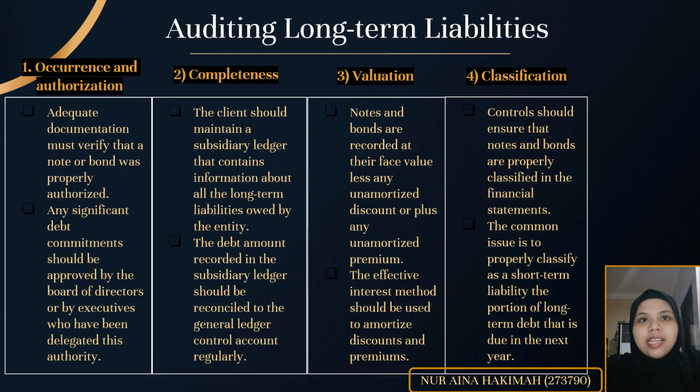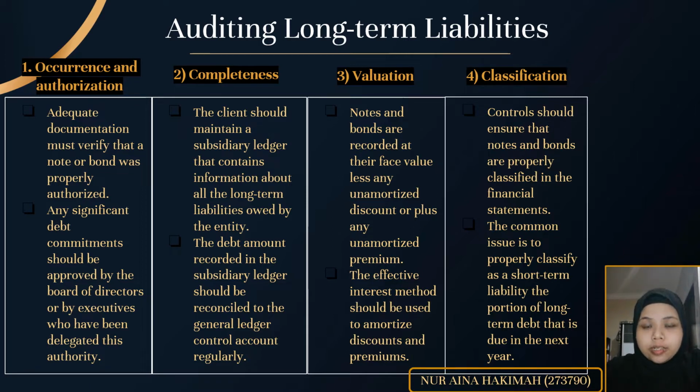For the next slide is assertion and related control activities for the long-term liabilities. One of the assertions and related control activities for long-term liabilities is occurrence and authorizations, whereby sufficient documentation needs to verify that a note or bond was correctly authorized. In addition, a large debt commitment must be approved by the board of directors or by the executive who has been delegated this authority. And for the next one is completeness.